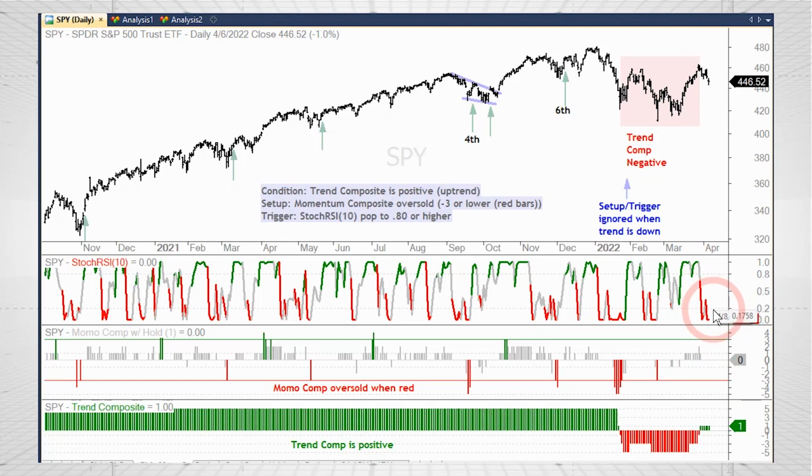Now, a trigger can be that Stochastic RSI pop above 0.80 once the setup happens, or you can use a pattern like here we had a falling wedge, or you can look at your candlesticks if you will. Here we have maybe a little falling flag. Here we had a little pennant probably. So you can also use patterns and candlesticks if you like for a trigger.